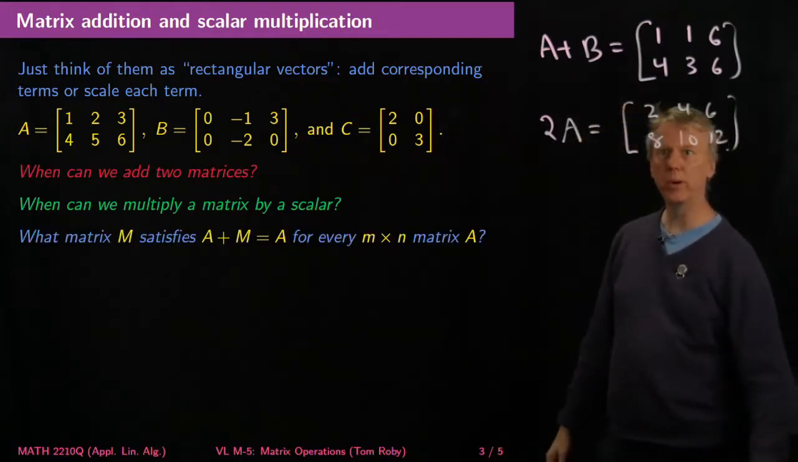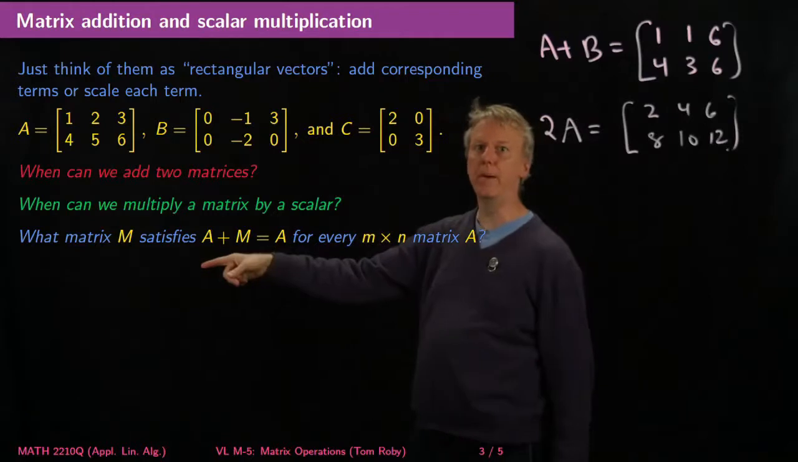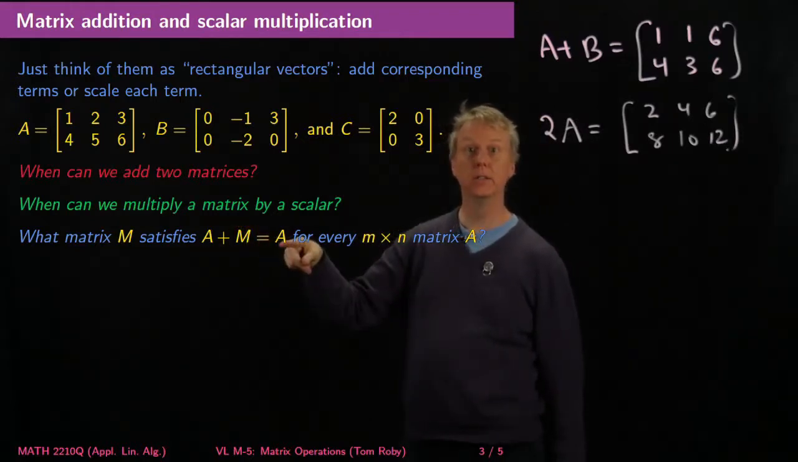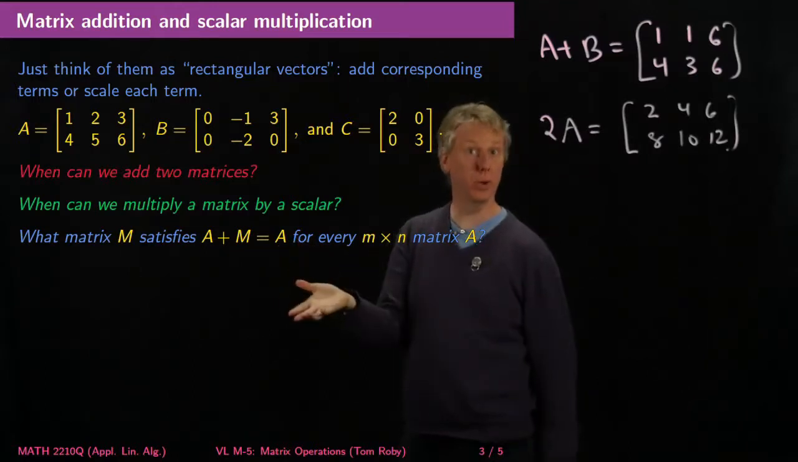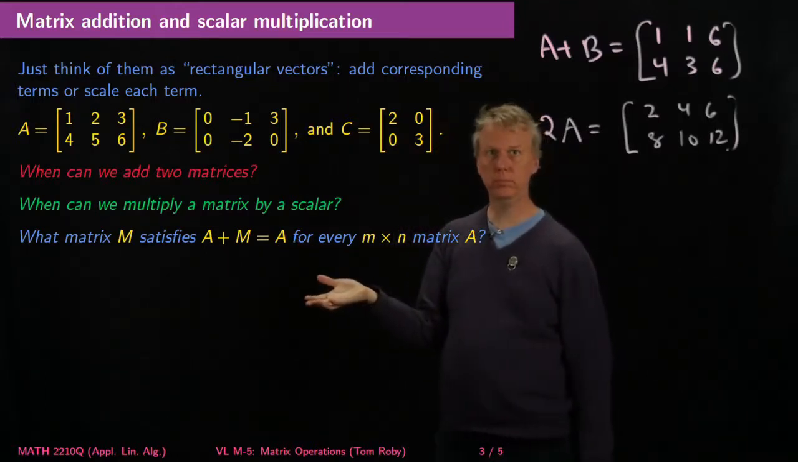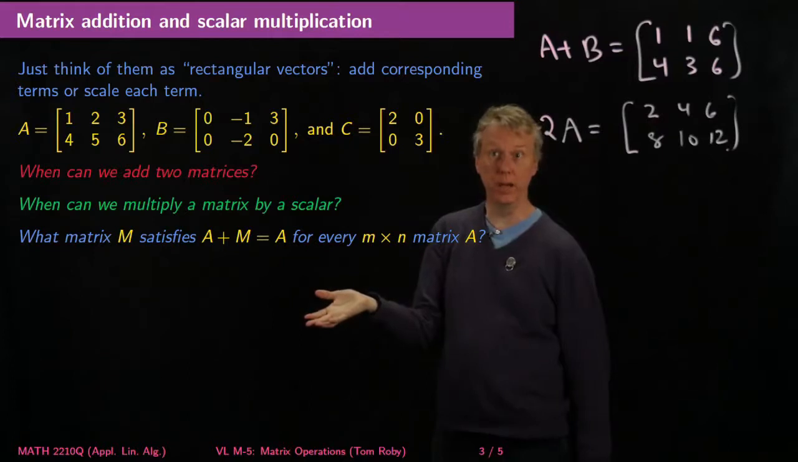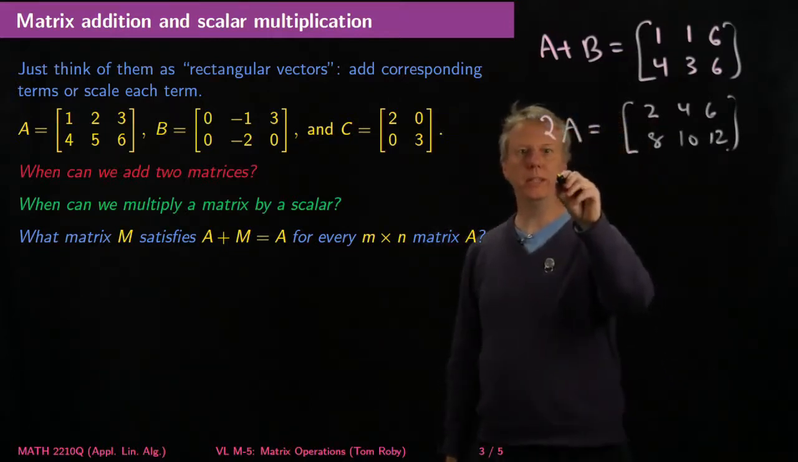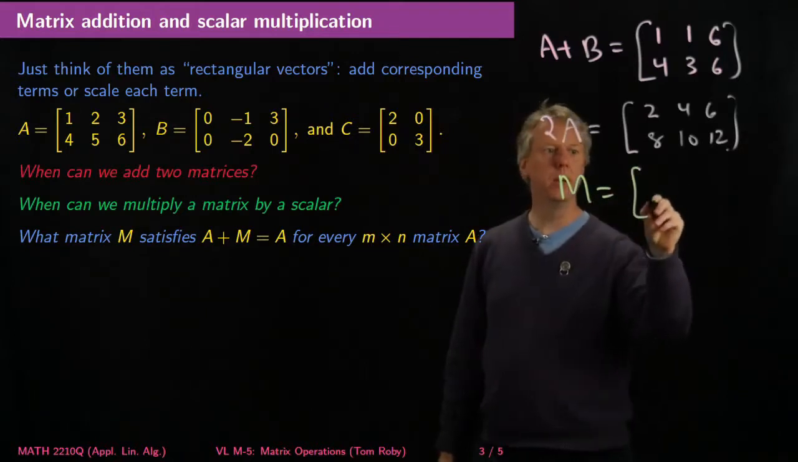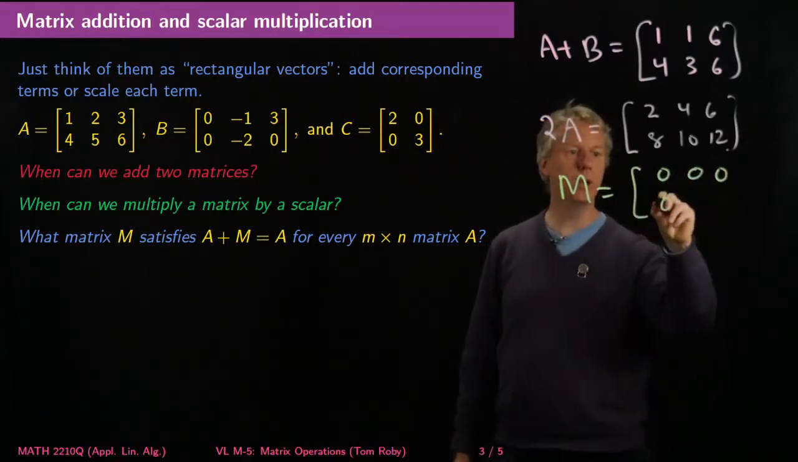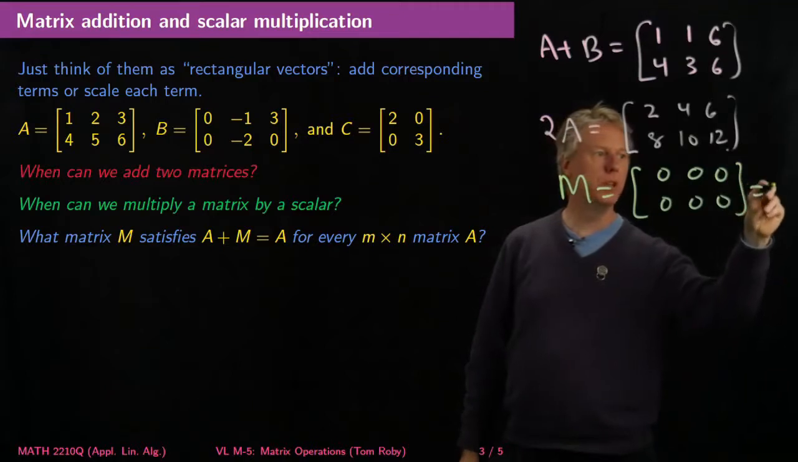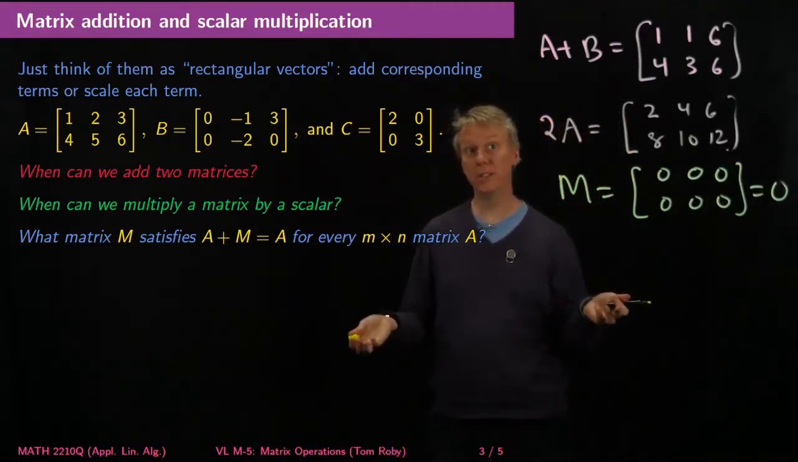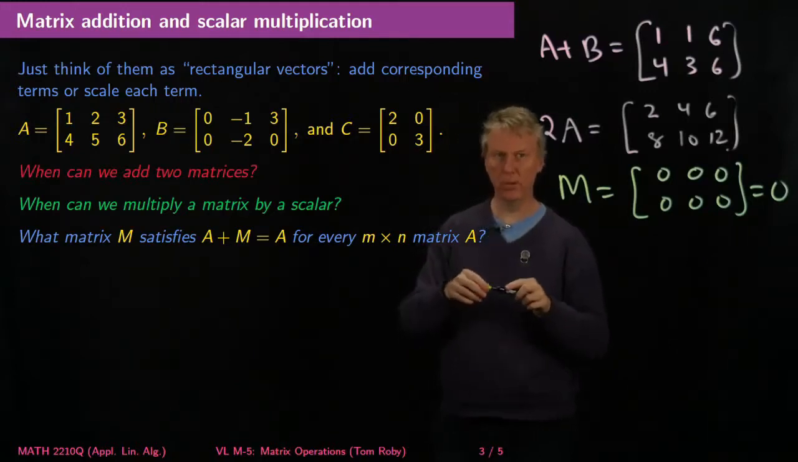But let's think a little bit more conceptually. What matrix M satisfies the property that when I add M to any matrix A, I get back the same matrix I started with? Pause if you need to, but maybe you see fairly quickly that the M that we seek is just the matrix of all zeros. Well, if I'm in the 2 by 3 world, it would be this matrix. But in general, just call the matrix 0 and assume that its dimensions are whatever dimensions it needs to be. We can specify them if we need to, but usually we don't.